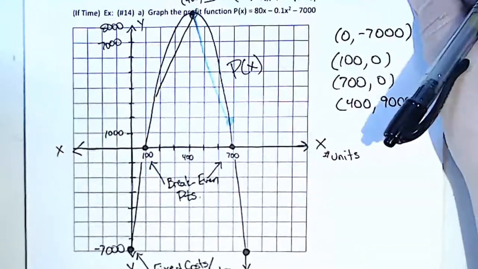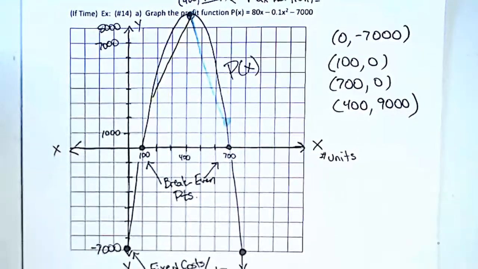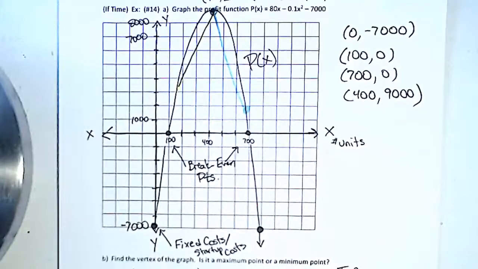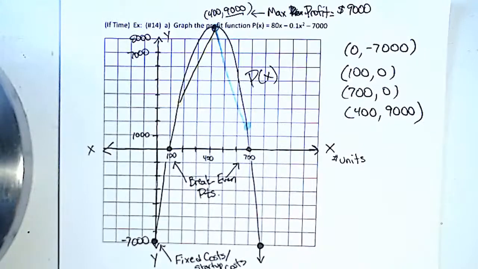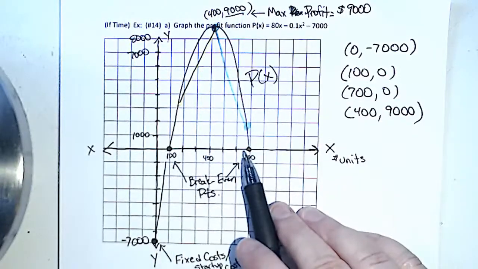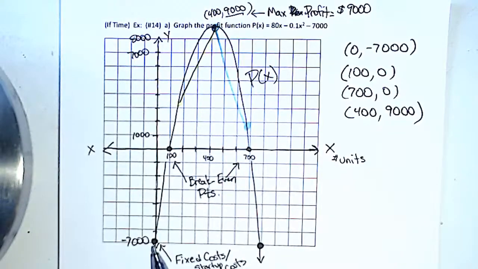Extra bonus math. Let me scooch out even more so you can see all of it. The maximum profit, the break-even points, the fixed cost. You can all see it all in a graph. We did it. We finished chapter 2.